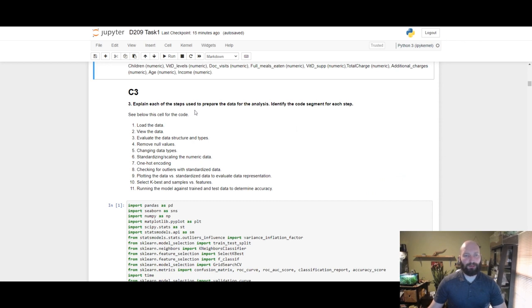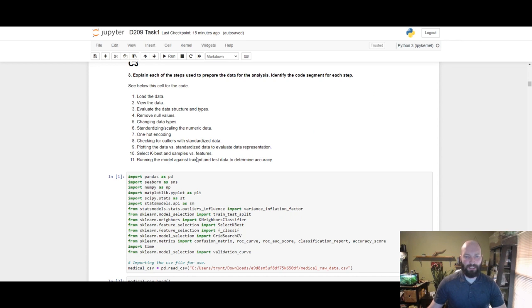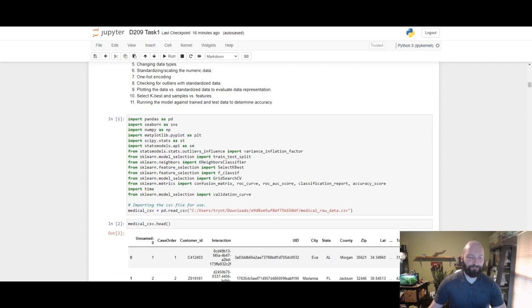Explain each of the steps, compare the data for analysis, identify the code for each step. So first, we're going to load the data, view the data, evaluate the data structure and types, remove all null values, change data types, standardize and scale the numeric data, one-hot encode, and check for outliers in the standardized data. We've already explained all of that above. Loading and viewing we have to do below because that's when we're going to be utilizing our code. Then plotting the data versus standardized data to evaluate data representation, which we'll see in a minute. Select k-best and samples versus feature, which we will see later. And running the model against training and test data to determine accuracy.